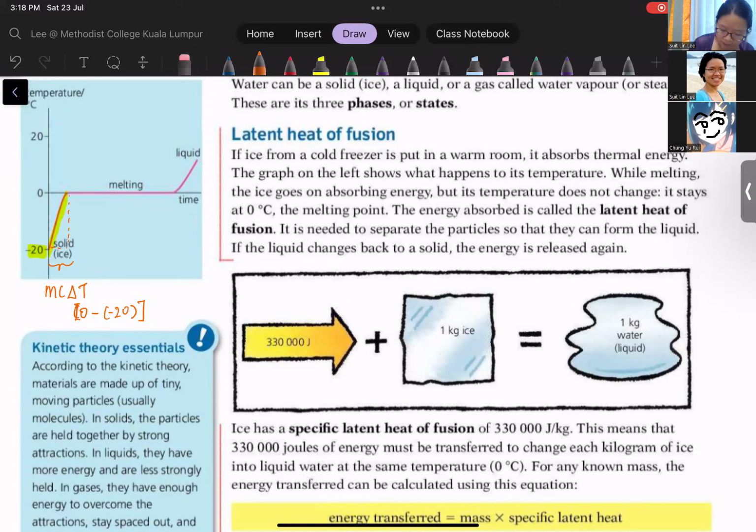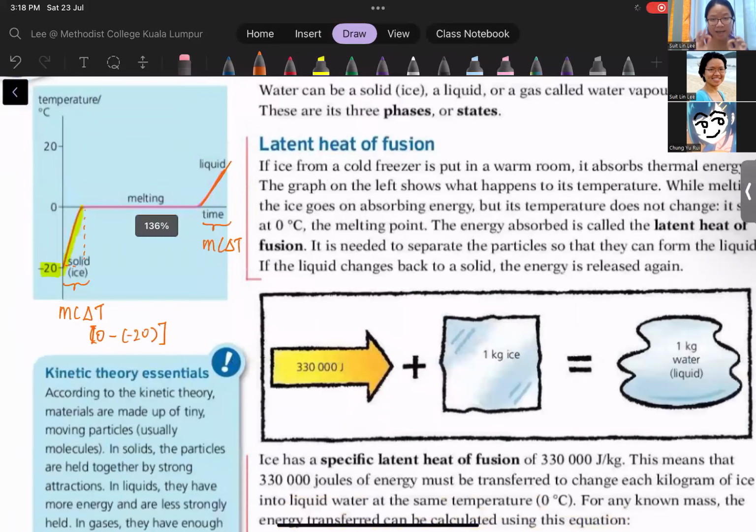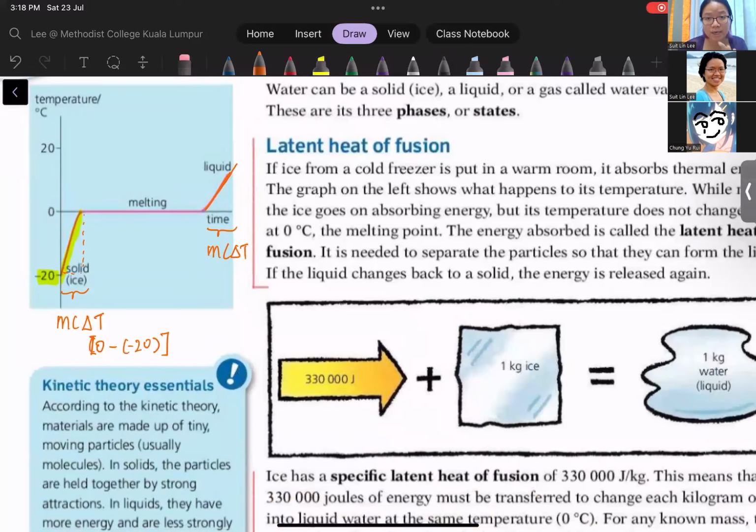And then for liquid here, you can see the temperature also increases. So here to here is also mc delta T. Whenever there is a climb in temperature, we can use mc delta T. We know that there is heat. But now the question is, from here to here, how to measure heat? Because if I say there's no heat, you're like, teacher, cannot be lah, right? You want to melt ice, have to have heat.